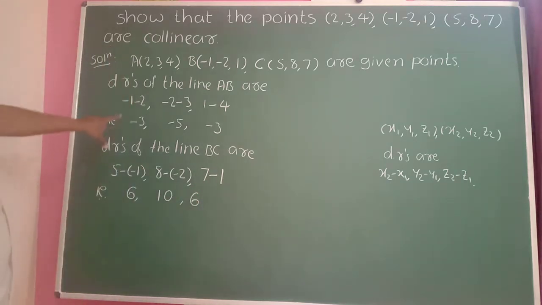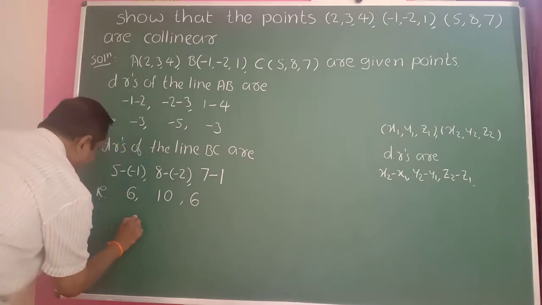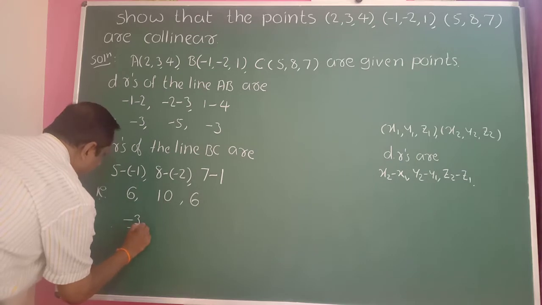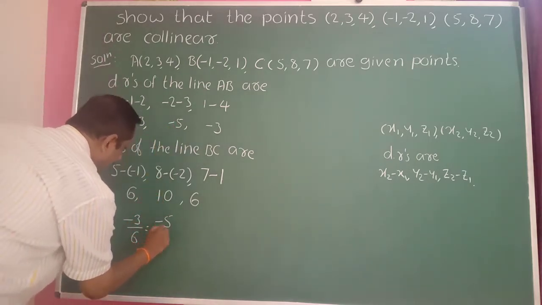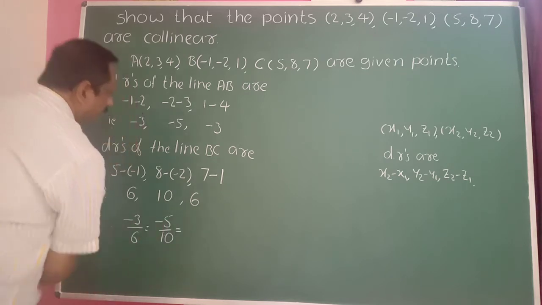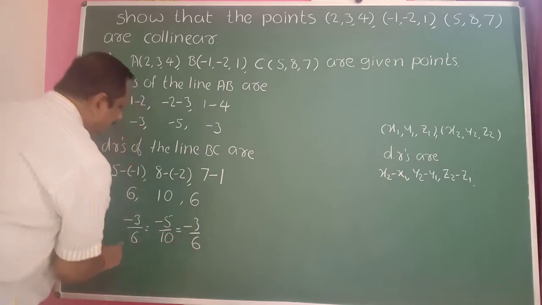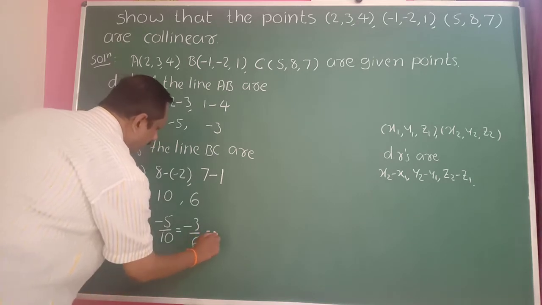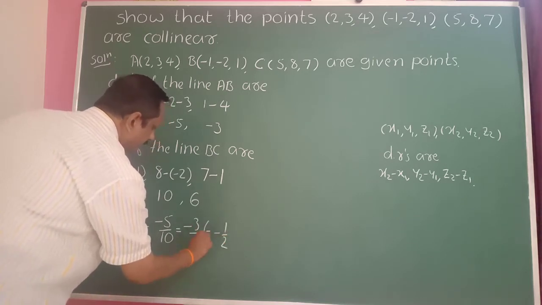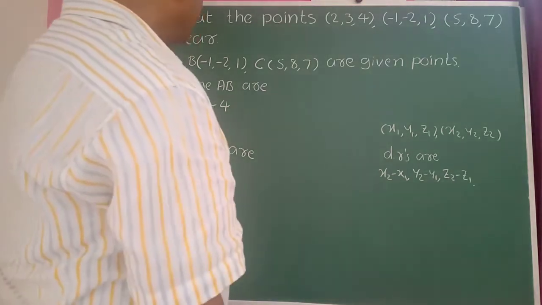So just observe here: -3 divided by 6 is equal to -5 upon 10, which is equal to -3 upon 6. If you simplify, each ratio is equal to -1 upon 2, which means the direction ratios are proportional to each other.